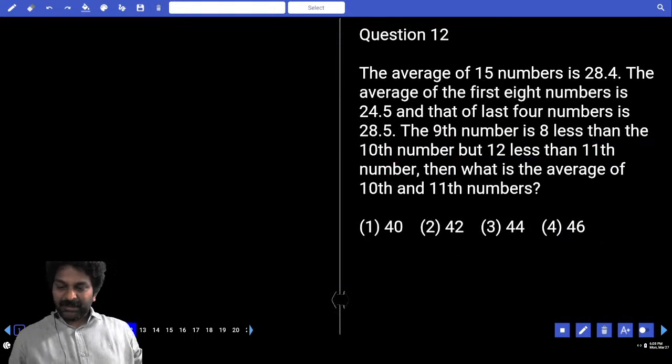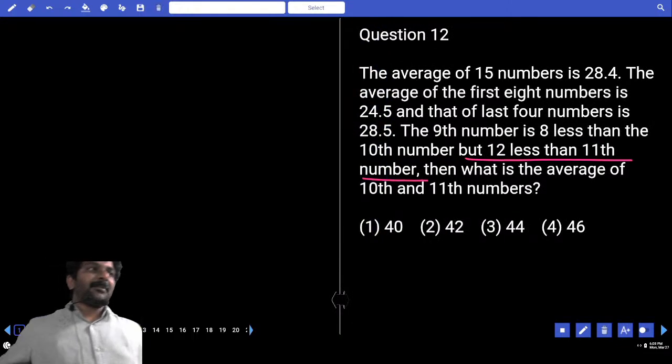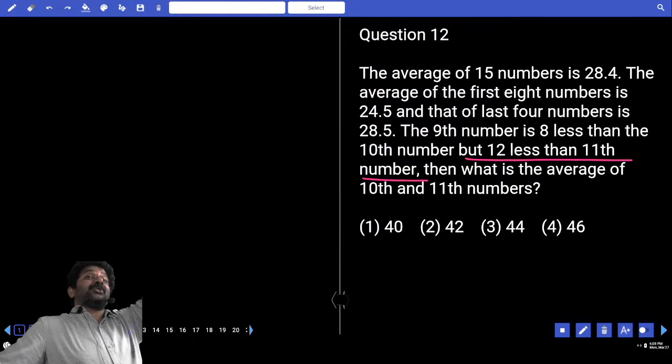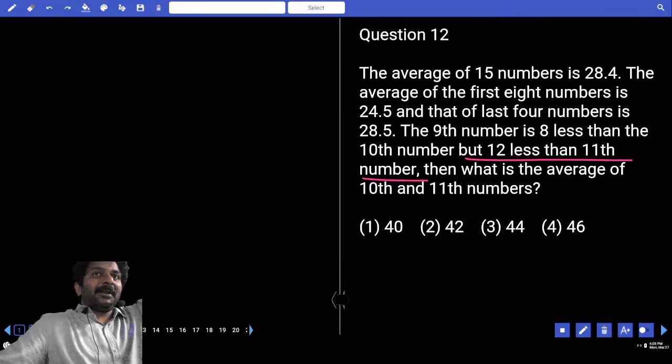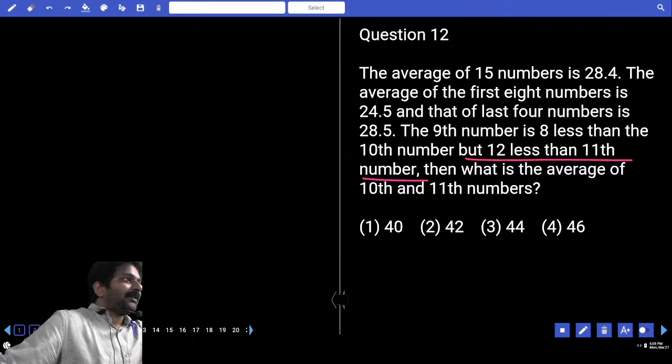Next 11th number, but 12 less than 11th number. That means 9th number is 12 less than 11th number. Agreed? Can I say 11th number is 12 more than 9th number?